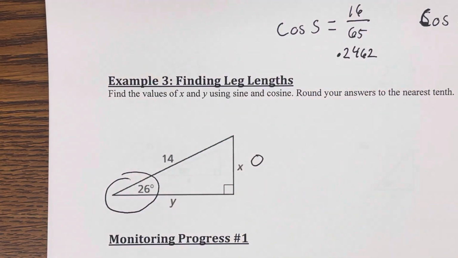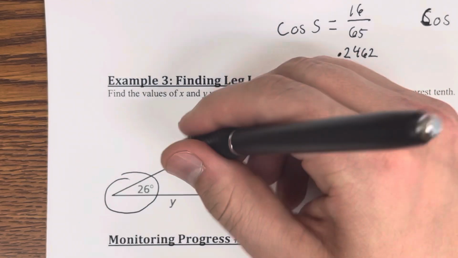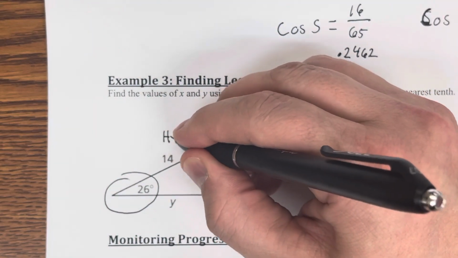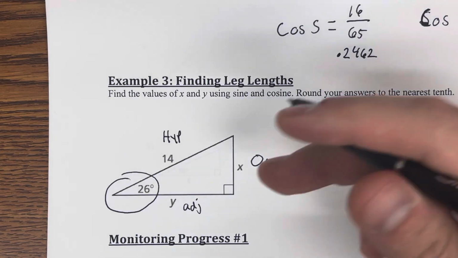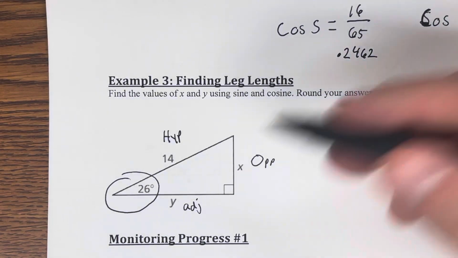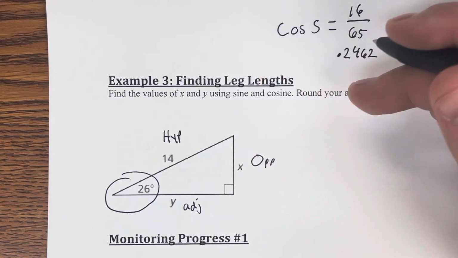This is opposite, using an O. We'll go P, P. The hypotenuse is the longest side across from the right angle, and Y would be the adjacent. So we have to set up two different ratios to find both X and Y. First, I'm going to find X. I just chose to do that one.